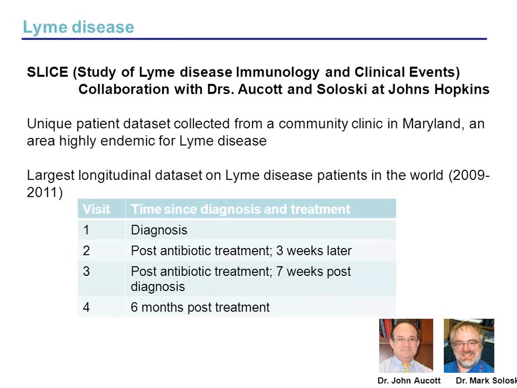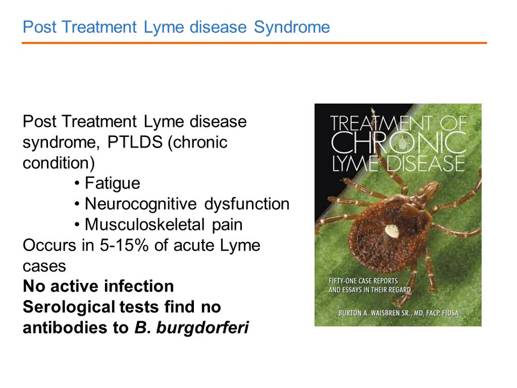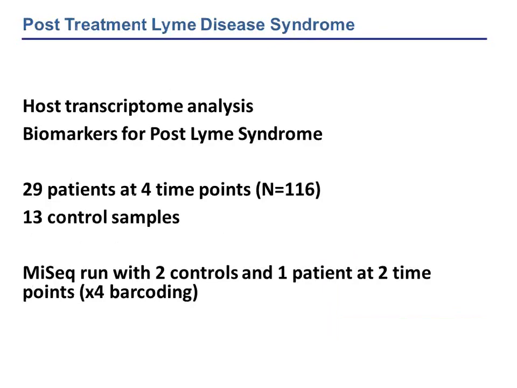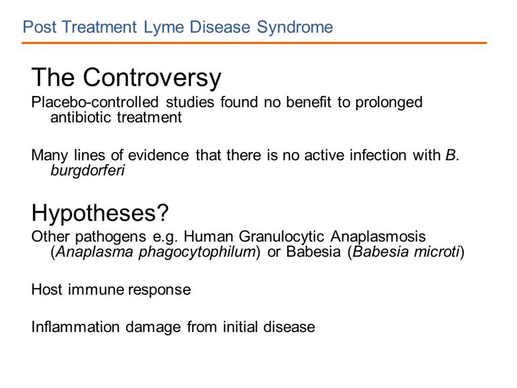But another application is transcriptome profiling. This is a study that we're doing with Johns Hopkins, where we're looking at patients that have chronic Lyme disease and attempting to identify the gene expression or host response in the setting of patients that develop post-Lyme syndrome. This is kind of the controversy. The controversy is, could it be caused by other pathogens that are known to cause Lyme?